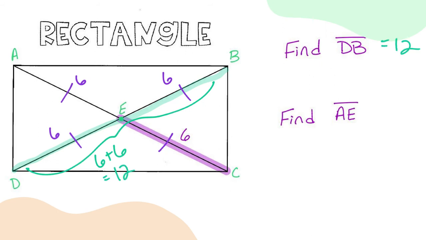I want to find the length of AE. AE is just this little part right here, which I do not have to solve for anything. It's already marked as 6, so AE is equal to 6.